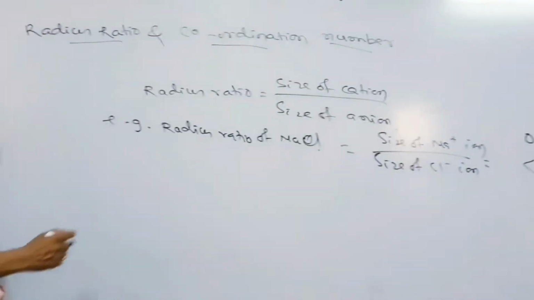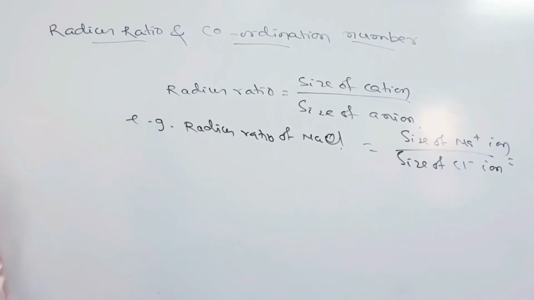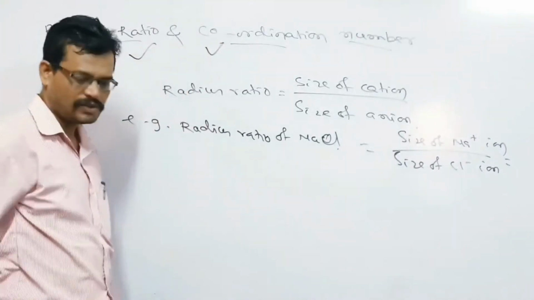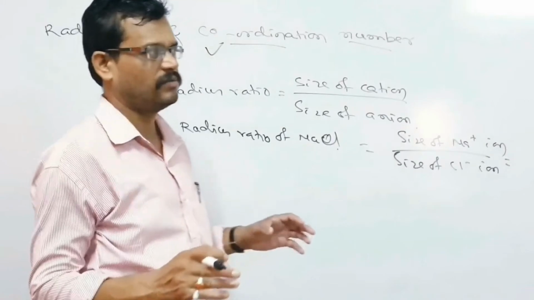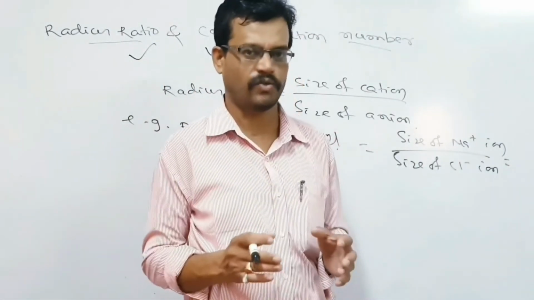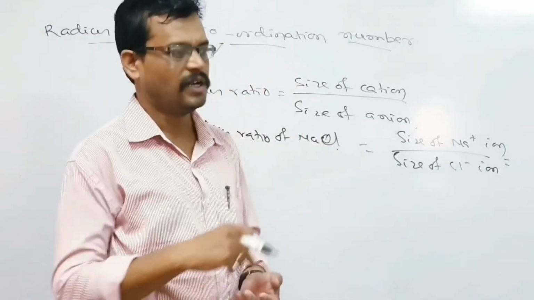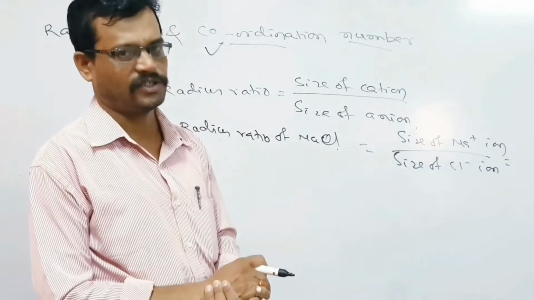Next, the radius ratio helps us determine what type of structure the compound has. Next is the coordination number. What is coordination number? Coordination means somebody has to coordinate. If someone has 4 friends, it means 4 are coordinating with him. Just like that, when a sphere is in contact with other spheres, the number of spheres it is attached to is its coordination number.